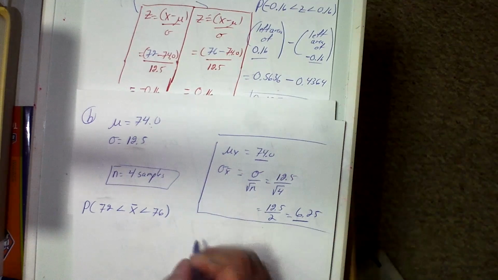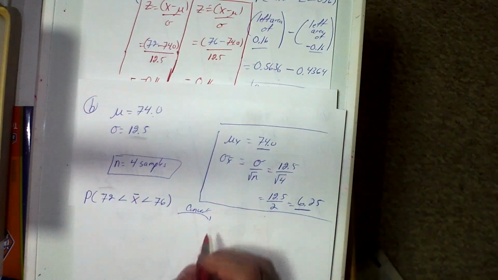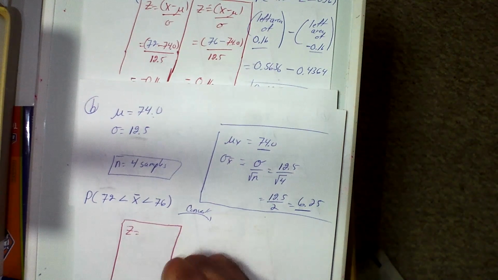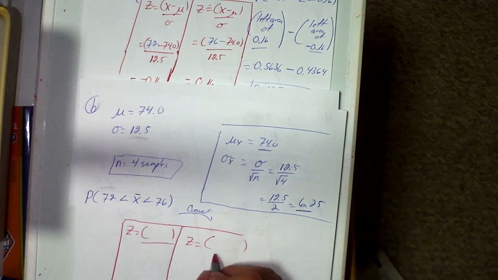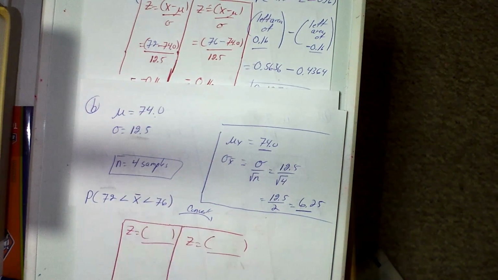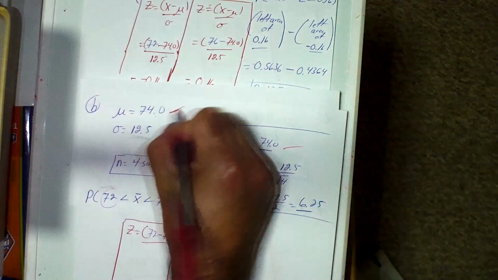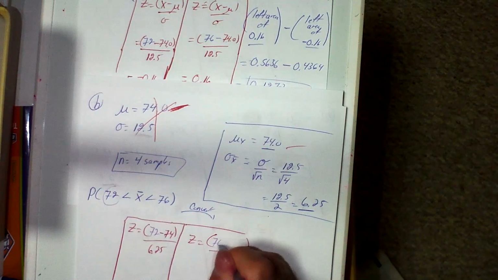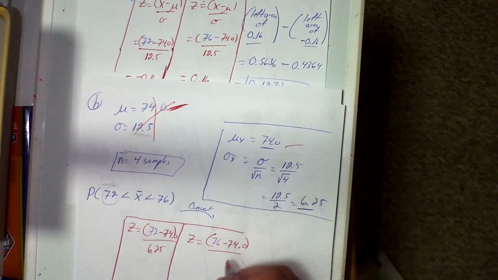Great, I ran out of space. Convert. We got to do our conversions twice. We got to do it for the 72 and we got to do it for the 76. I'm running out of ink. All right, let's just plug it in. We don't have to put the formula, right? I'm tired of putting the formula. So I'm gonna put 72 minus 74 divided by 6.25. And then the other one, I'm gonna do 76 minus 74 divided by 6.25.